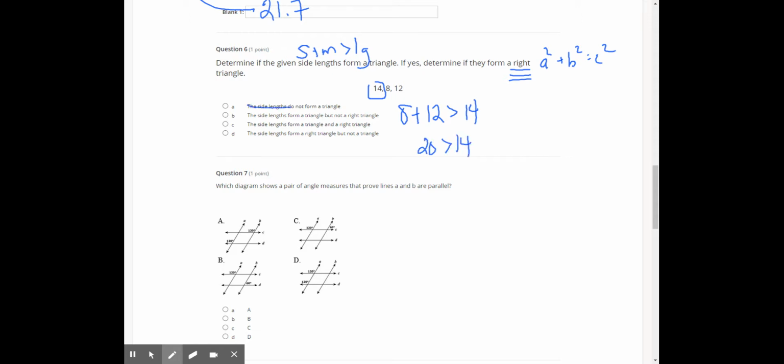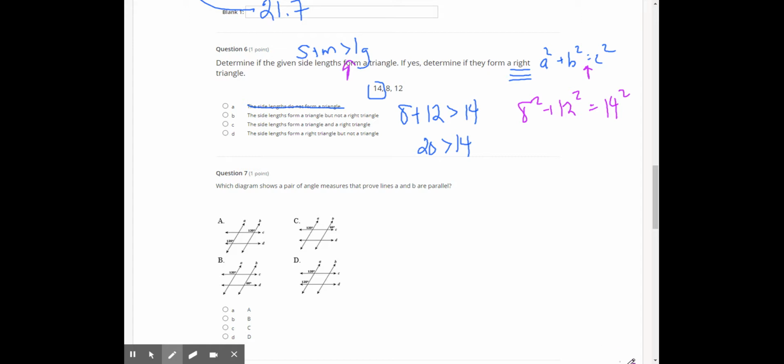So the side lengths do not form a triangle. That's not correct. The side lengths form a triangle. So now I'm off to this other part, this Pythagorean theorem part. 8 squared plus 12 squared equals 14 squared. So this one is an equals, and this one is a greater than.